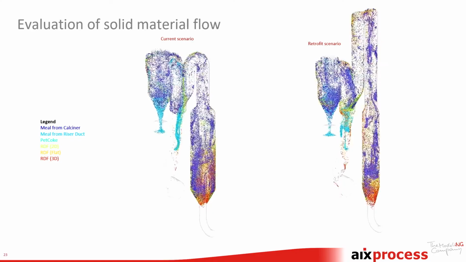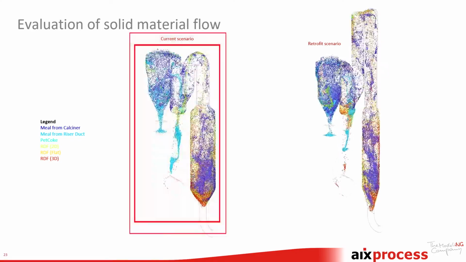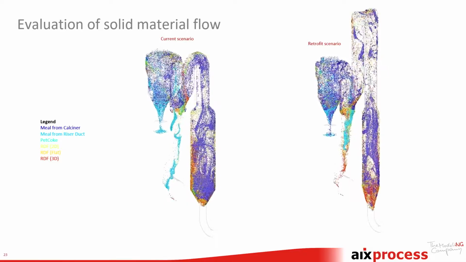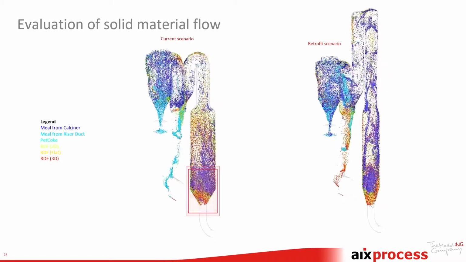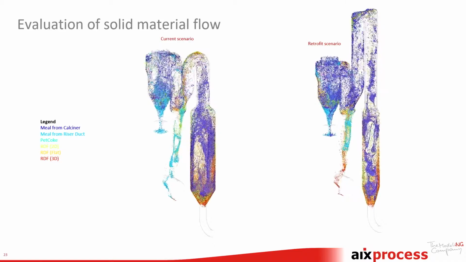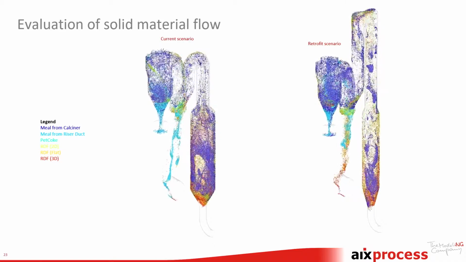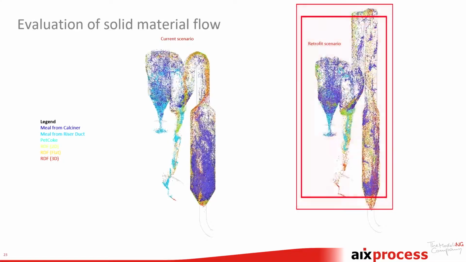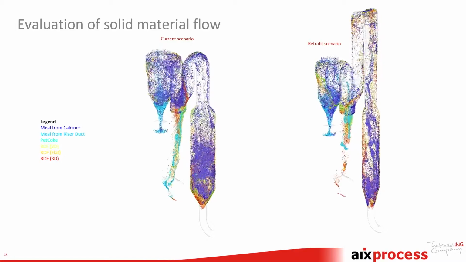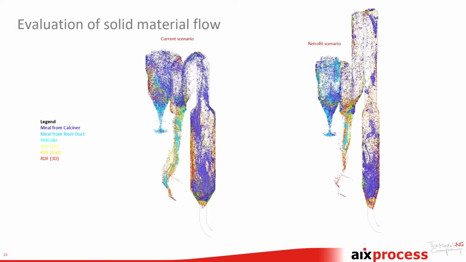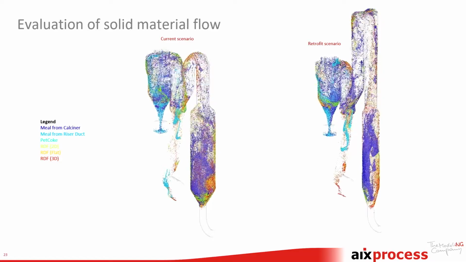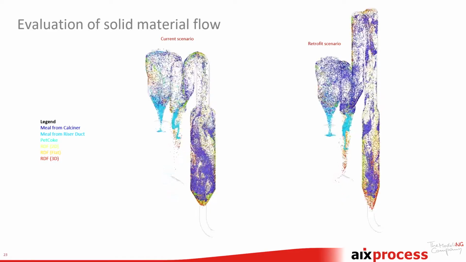So here you can see the current scenario. The particles are colored by their species, so you can see how it is not very well mixed, and every now and then we have particles that fall through. And in the retrofit scenario, it's a much smoother operation. Of course, we have a longer time to have all the calcination done, and we also have no combustion afterwards.